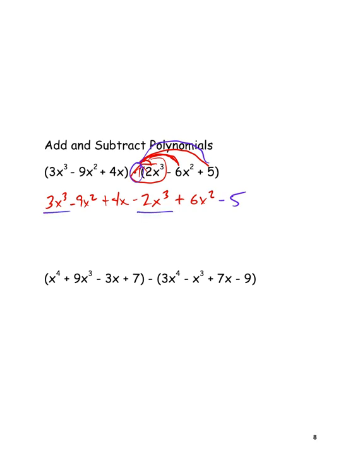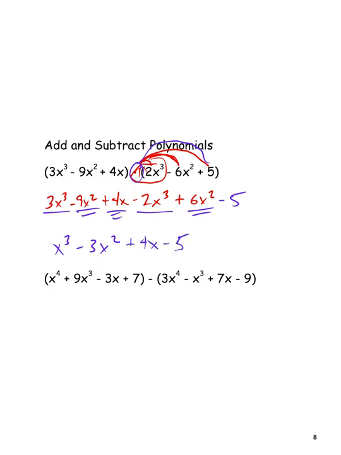So again, we combine like terms. We have 3x cubed and a negative 2x cubed, which just leaves us with x cubed, or 1x cubed if you want to write that. We have a negative 9x squared and a positive 6x squared. So there's minus 3x squared. And then we had a positive 4x.